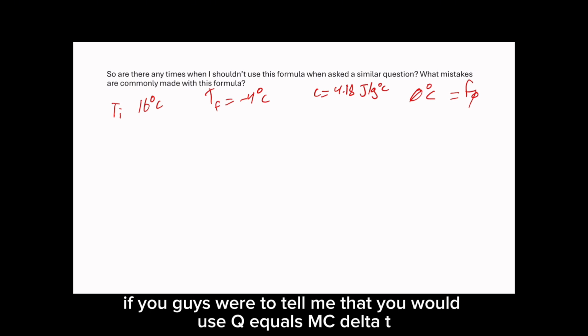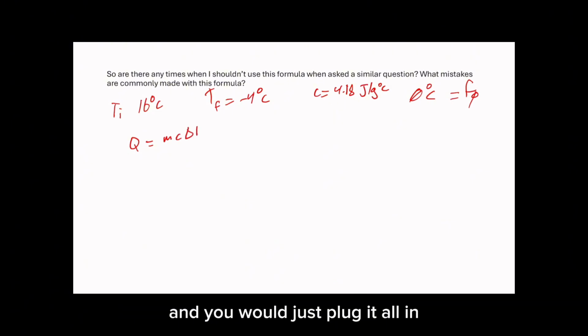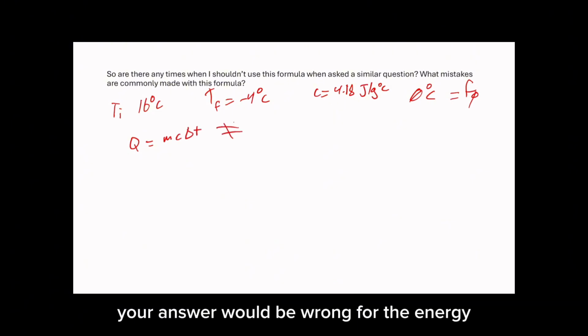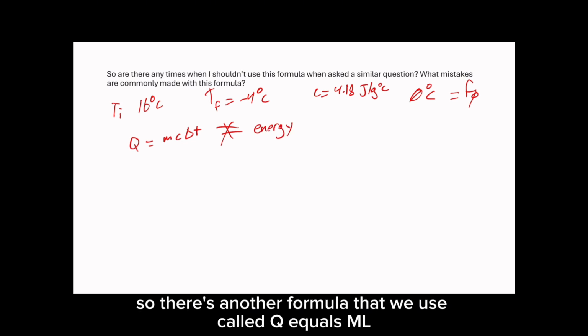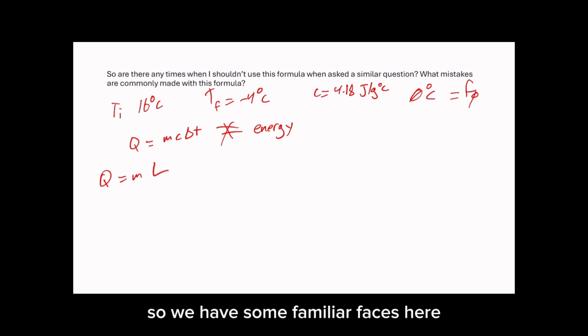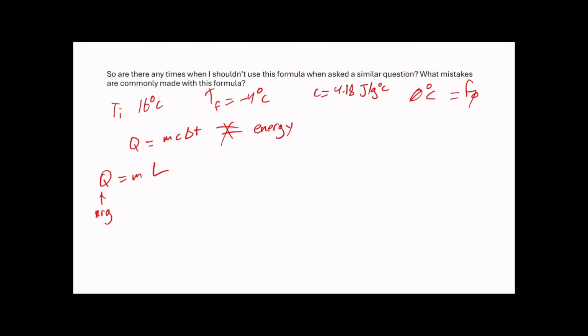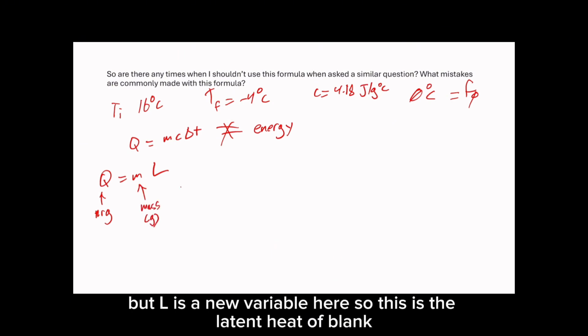If you were to tell me that you would use Q equals mcΔT and just plug it all in, your answer would be wrong for the energy. So there's another formula that we use called Q equals mL. So we have some familiar faces here. Q is still energy, and m is still our mass in grams. But L is a new variable here. This is the latent heat of blank.